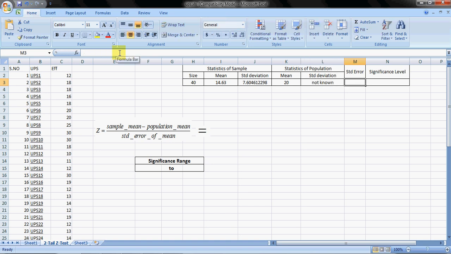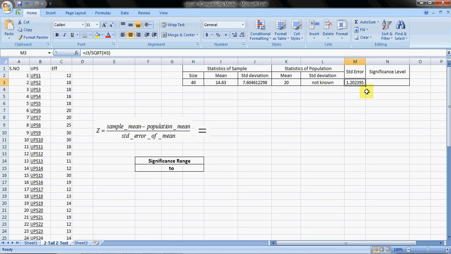So we have to compute the standard error of the sample. To compute the standard error, the formula is equal to standard deviation divided by the square root of the size. How to compute the square root? You can simply use the function SQRT, bracket open, and the number of which you want the square root, and this is the desired value of 40. So you can simply click on the cell and you get H3 over here. Close the bracket, and this is the standard error of the sample.